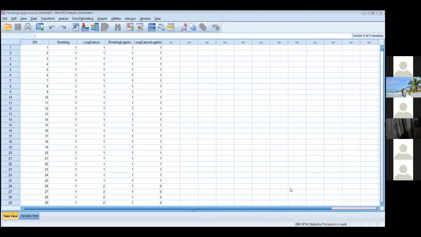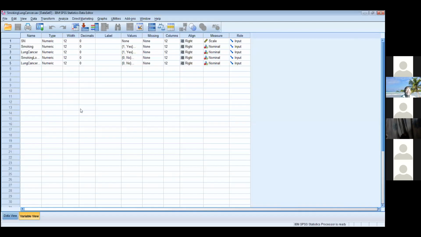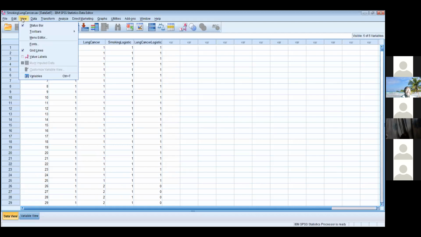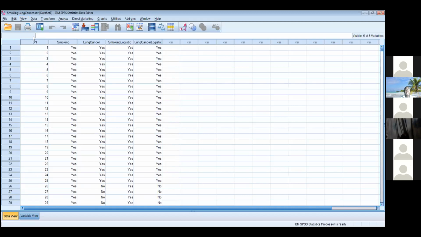Smoky lung cancer, yeah. So this one, don't let me waste time. If you click on the view, you can see it labels it. View on the upper side. No, not variable view. Go back to data view. Click on view after edit. Yes. Click on value labels. Click on it. The label is for you.